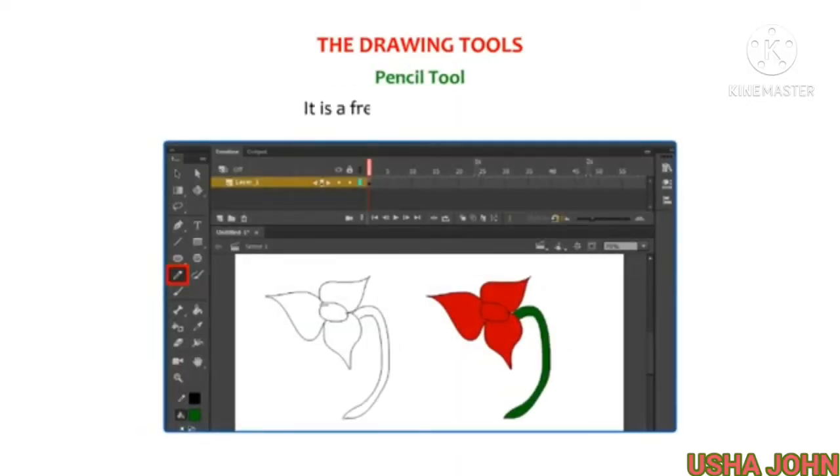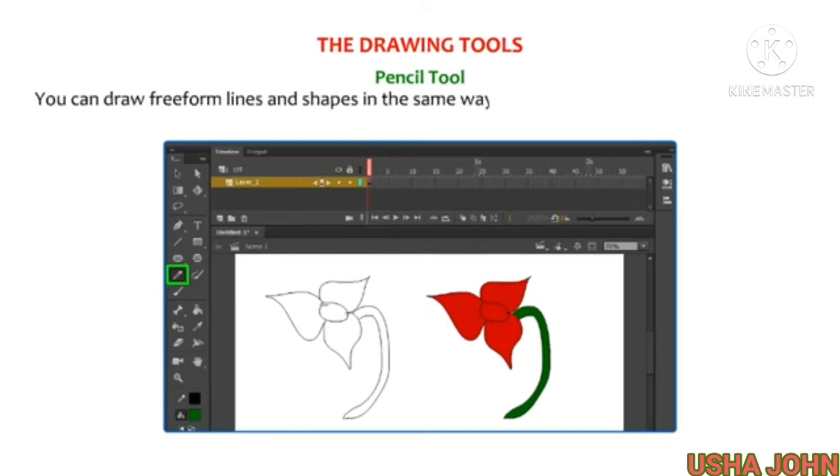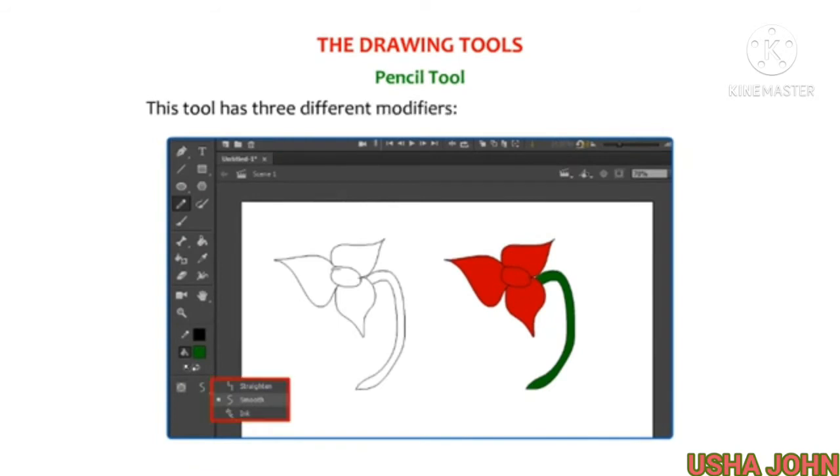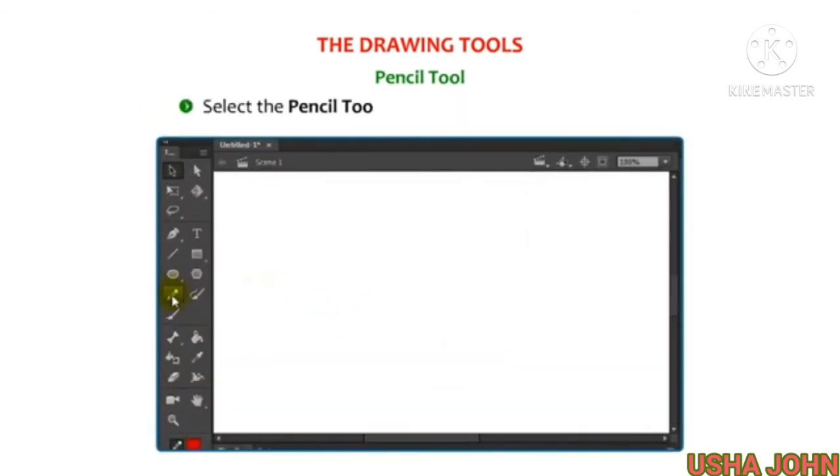Next, Pencil tool. It is a freehand drawing tool. You can draw freeform lines and shapes in the same way as you would use a real pencil. This tool has 3 different modifiers: straighten, smooth and ink. Straighten, the default modifier. It automatically straightens the line drawn by the pencil tool. Second one, smooth. Select this option to draw smooth curved lines. Third one, ink. This option helps to draw freehand lines with no modification.